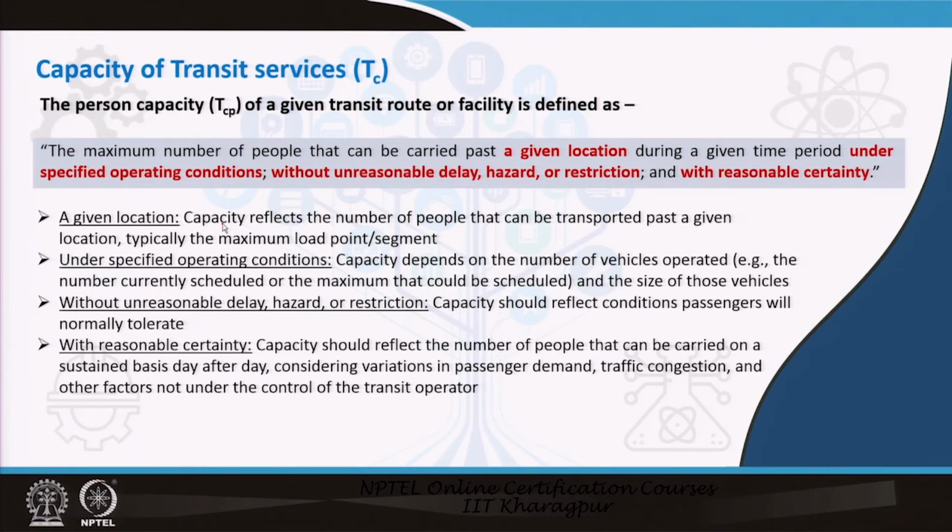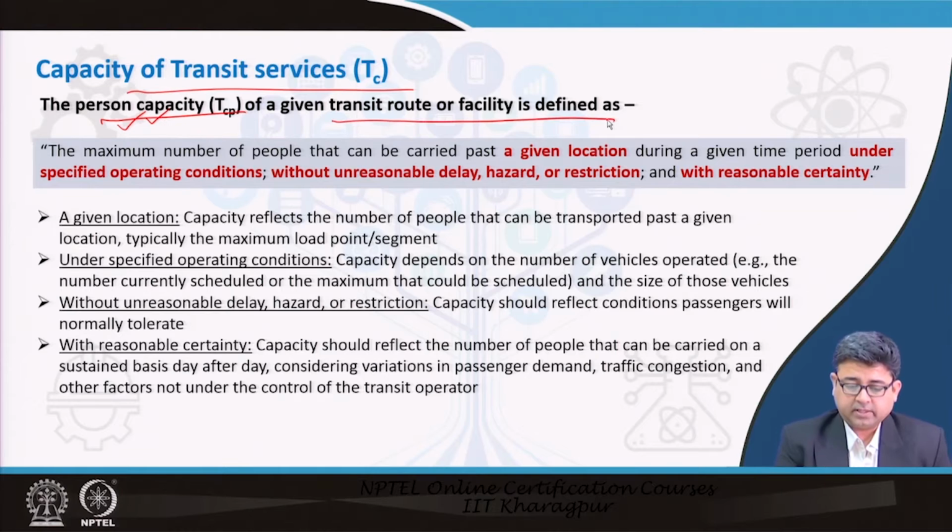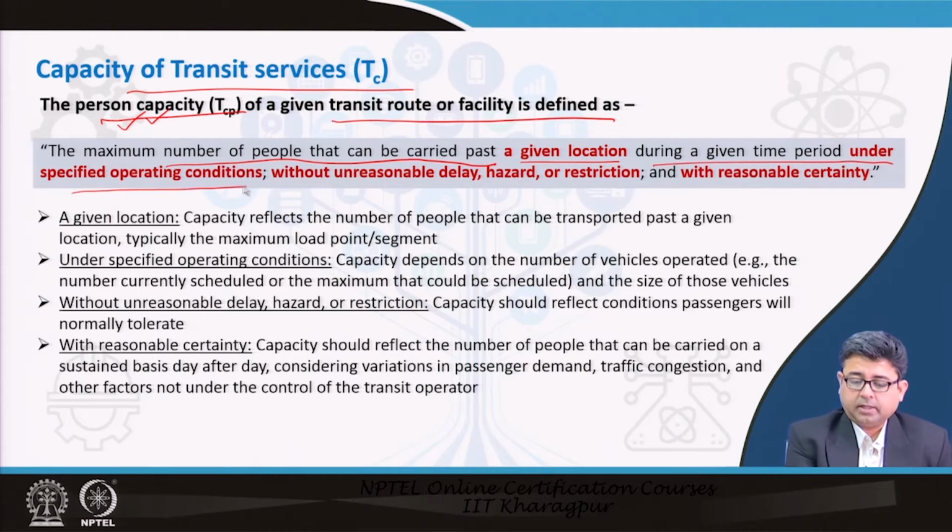So, when we talk about capacity of transit services, the first capacity that we want to know is person capacity, T subscript CP. So, person capacity is something that we are always wanting to know of any public transportation system, of any transit route or a facility. So, how is it defined? It is defined as the maximum number of people that can be carried past a given location during a given time period under specific operating conditions without unreasonable delay, hazard or restriction, and with reasonable certainty.